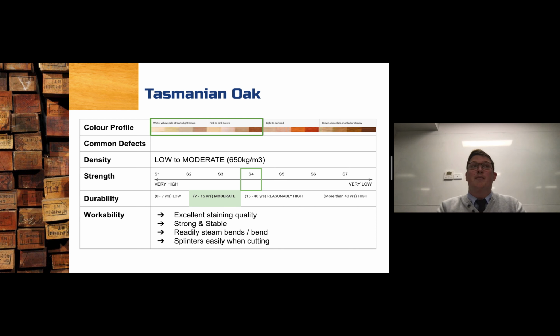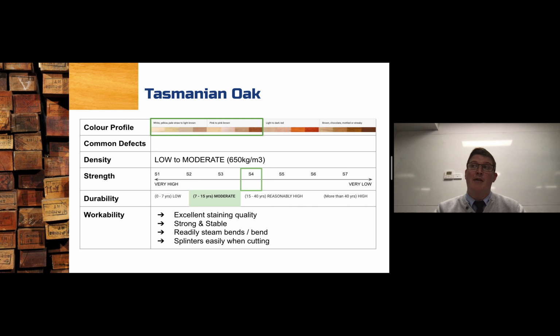Tasmanian oak is, again, grown in plantations around Australia. Similar species to it are things like Victorian ash, which is also an oak type. Similar colour profile. Really, really good for staining. This timber really absorbs the stain well, and because it's a light colour typically, you can use it to achieve all sorts of different colours if you're trying to match furniture on a cheap budget. It's quite strong, quite stable, and bends really well, both steam and mechanical bending.